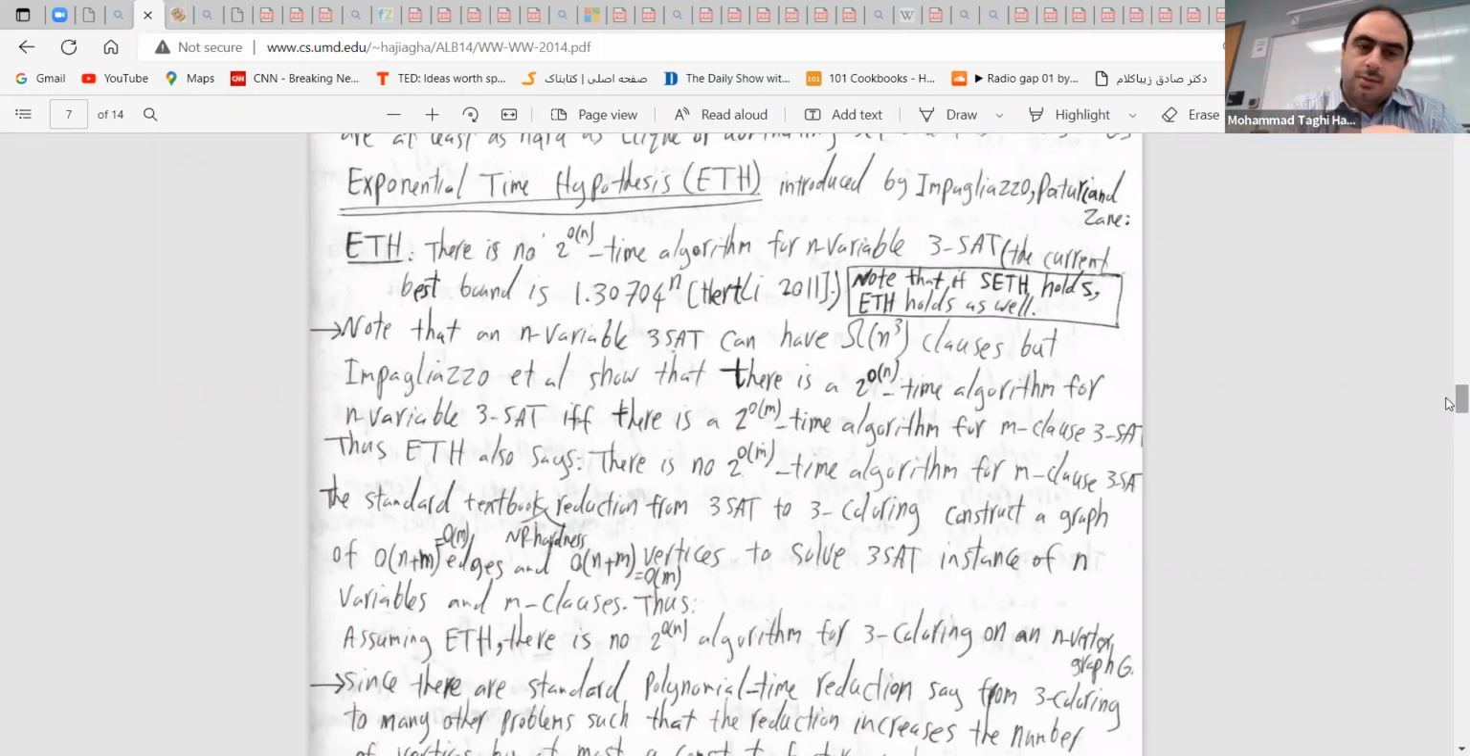Now, let's talk a little bit. We talked about these classes, W1, W2, others. We talked about fixed parameter algorithms. We talked about the parameterized reduction, which was a very important thing for all of this, W1, W2, W3, and so forth. And now let's talk a little bit about the assumptions, about the exponential time hypothesis.